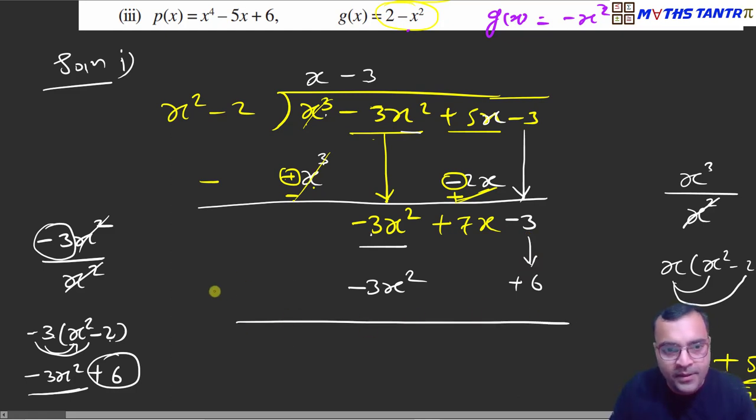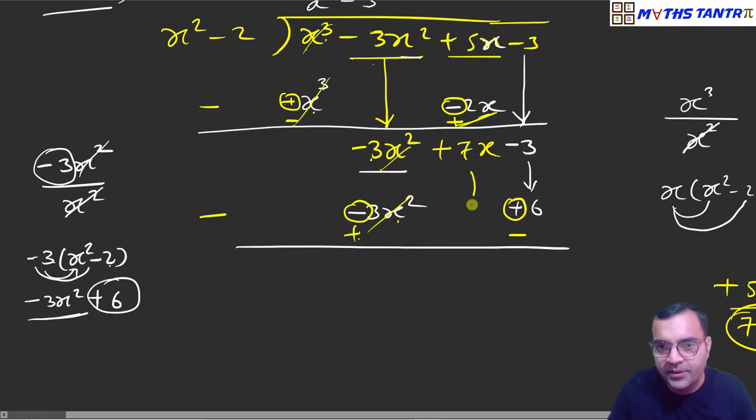Okay. Now again subtraction. Again change the sign of the below polynomial. Here this minus 3x plus 3x will get cancelled, right? This plus 7x will be as it is. Now minus 3 minus 6, I will get minus 9.